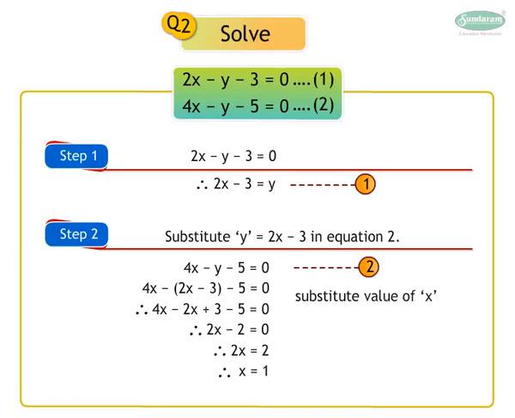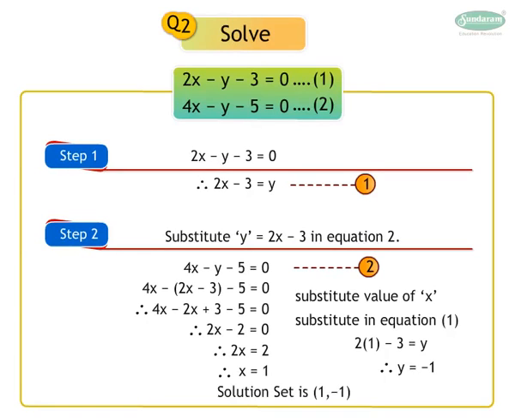Let us substitute the value of x in one of the equations. Let us substitute in equation 1. We get 2 × 1 - 3 = y. Therefore, y = -1. The solution set is (1, -1).